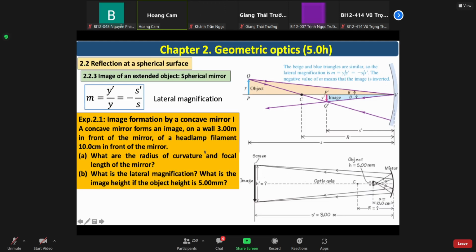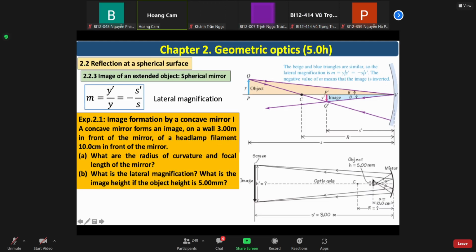So here you have a wall 3 meters in front of the mirror. So you draw the mirror here, and also you draw the wall. It is a screen to collect the image, and the distance between them, 3 meters, here is the object, sorry, the image distance. So S prime equals 3 meters.